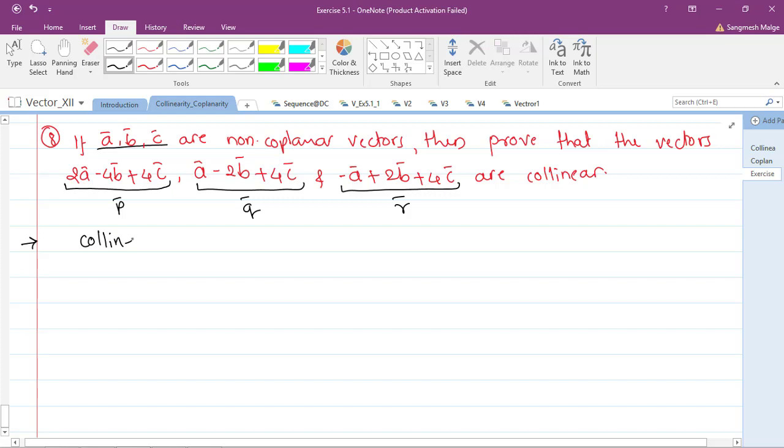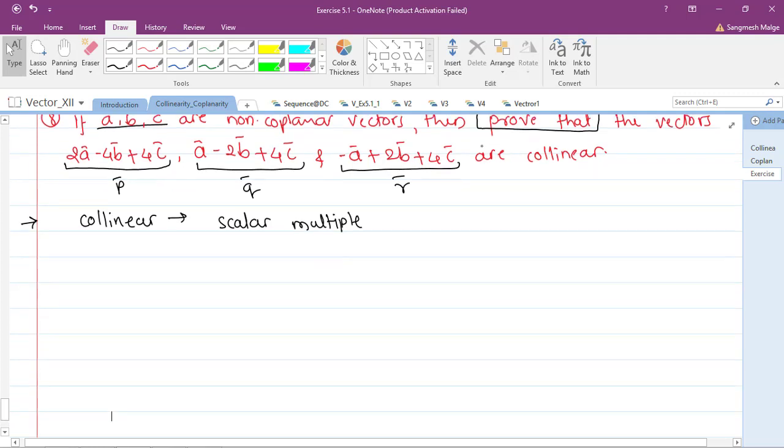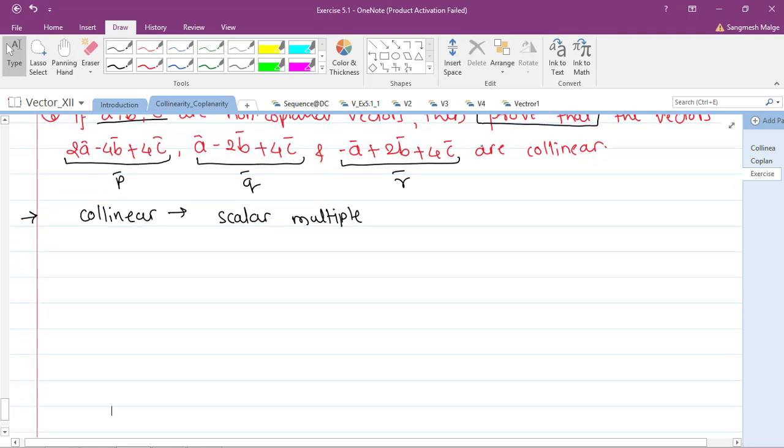So collinear vector means what? Scalar multiple of each other. Is it okay? Scalar multiple. See, seeing the word prove, please don't be afraid. Prove that. Yes, no problem. We have the concepts, we have our basics, so we can prove anything. Okay, so let's check the scalar multiplicity of these two vectors.